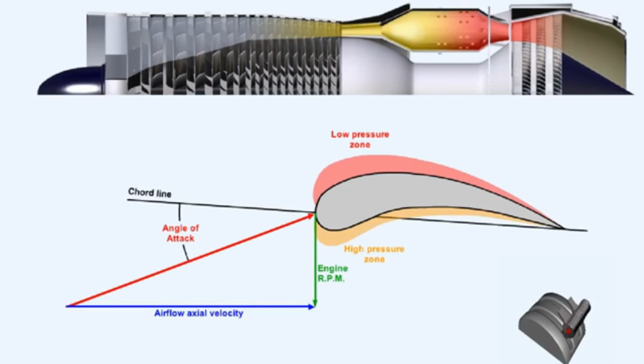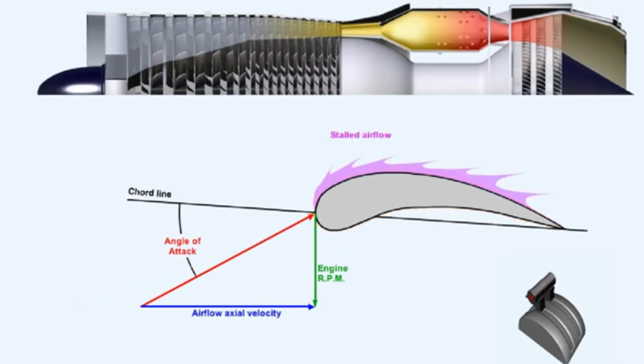Excessive fuel flow, which may be caused by abrupt throttle opening during an attempt to gain rapid engine acceleration. The back pressure generated in the combustion chamber may rise to the extent that it will cause a reduction in the axial velocity of the air passing through the compressor.